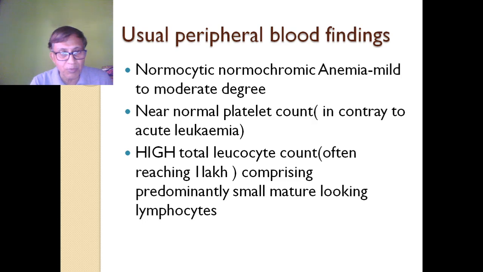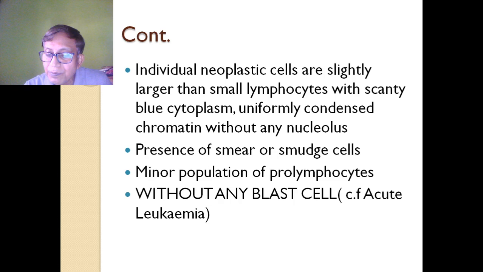Individual neoplastic cells are slightly larger than small lymphocytes with scanty blue cytoplasm and uniformly condensed chromatin without nucleolus. Remember, like all chronic leukemias, here also there is no blast cell. Blast cells are present only in case of acute leukemias. Second point shows there is presence of smear or smudge cells. This is a clue to the diagnosis of chronic lymphocytic leukemia.